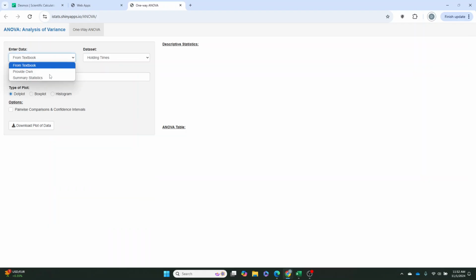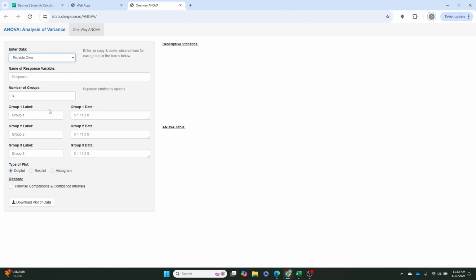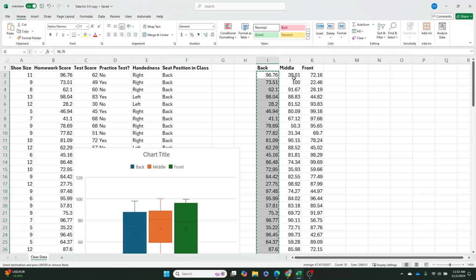And I'm doing my own. I do have 3 groups here. Group 1 was back. And there's the data. Okay. Group 2 was middle, and group 3 is the front. Okay, so let's grab the middle.